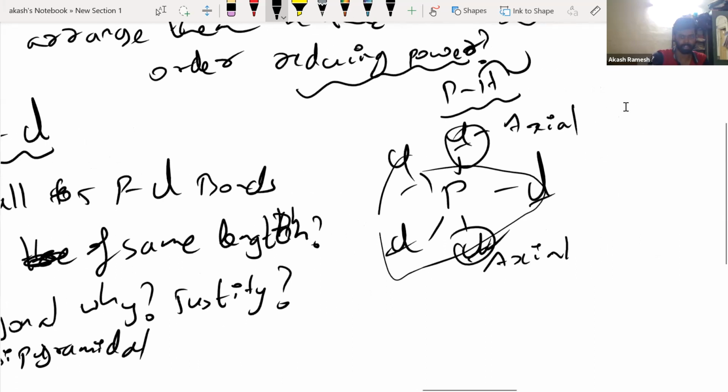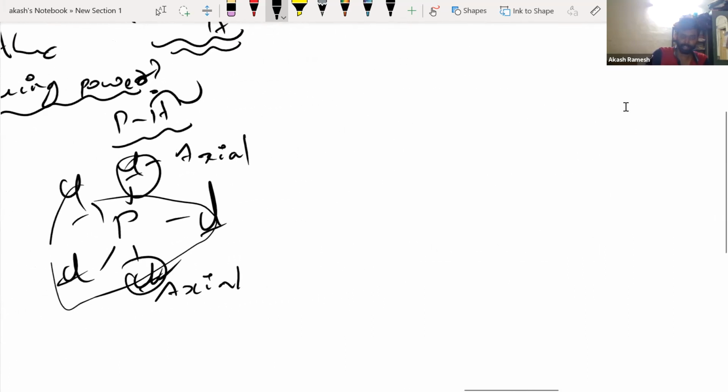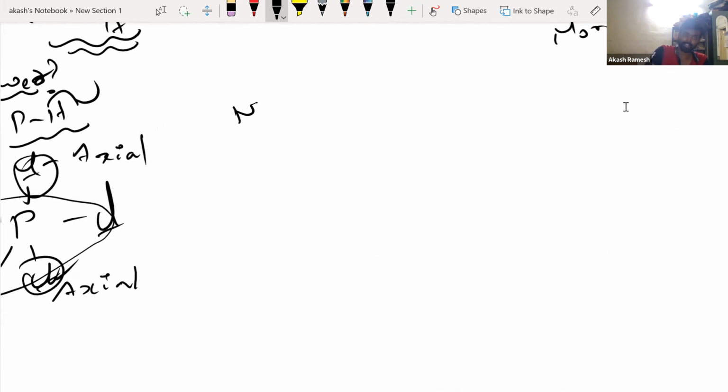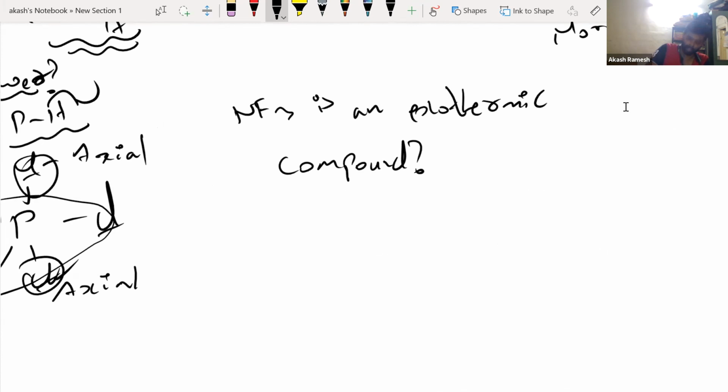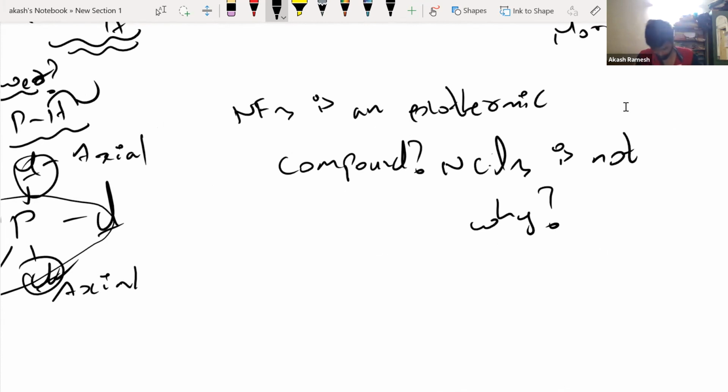Interesting question. Let me see if I can answer this. They are telling that NF3 is an exothermic compound, whereas NCl3 is not. Why? NF3 is an exothermic compound, whereas your NCl3 is not.